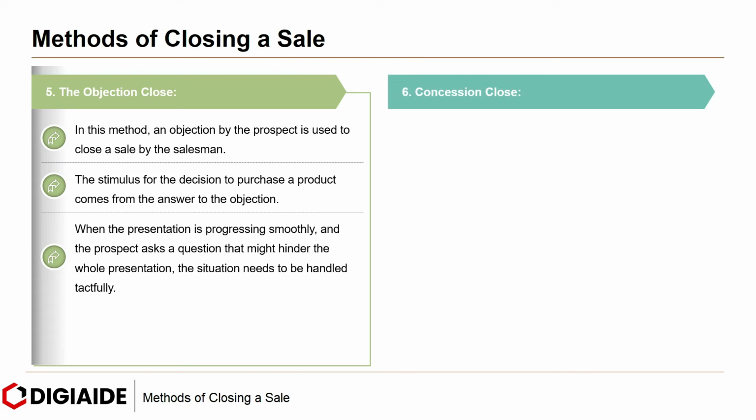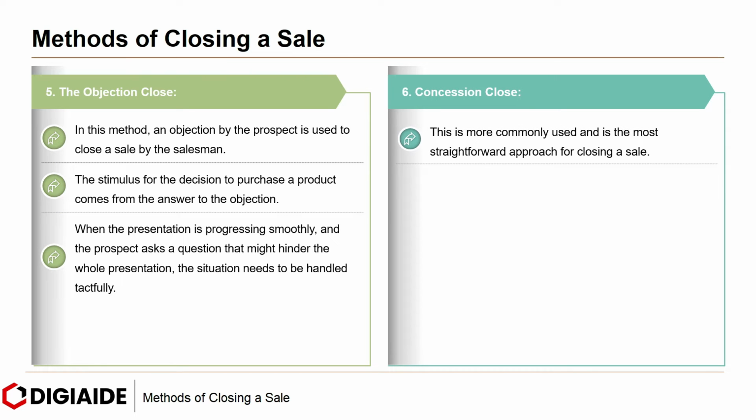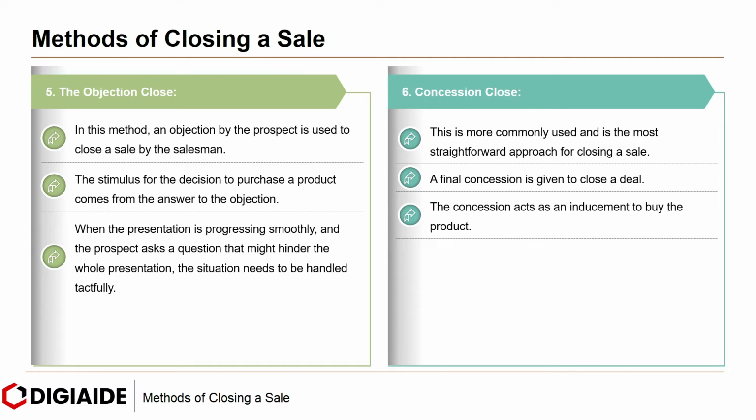Next in line is the concession clause. This is more commonly used and is the most straightforward approach for closing a deal. A final concession is given to close a deal. The concession acts as an inducement to buy the product. It is also called the inducement clause.